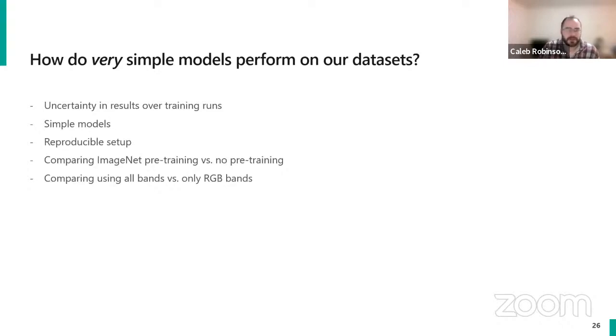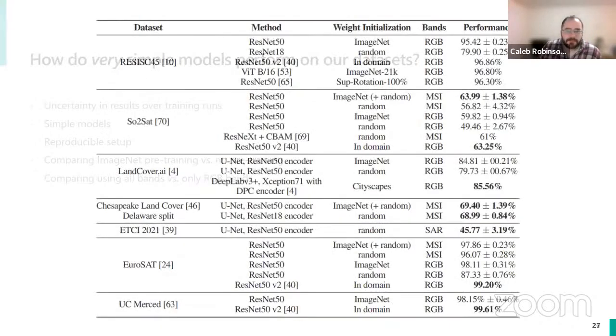We're reporting uncertainty over different training runs. We use very simple models, ResNets, or for semantic segmentation data sets, UNets with a ResNet backbone. All reproducible code is on our GitHub. And then we compare things like pre-training on ImageNet versus no pre-training, using all the multispectral bands versus only using RGB bands, and other things like that.